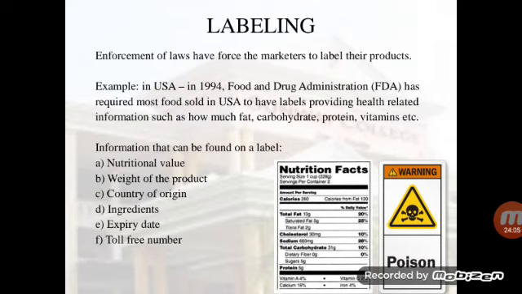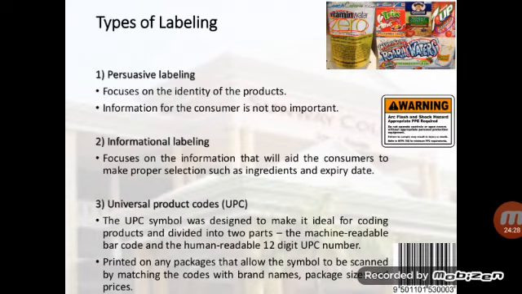Example, you buy cigarettes. When you buy cigarettes, you know there will be labels, smoking is injurious to health. This is the warning that is given to you, which is in compliance to the law. Okay, so those are the five functions of labeling that you should know. Do not skip it.